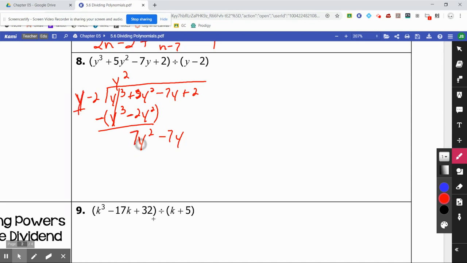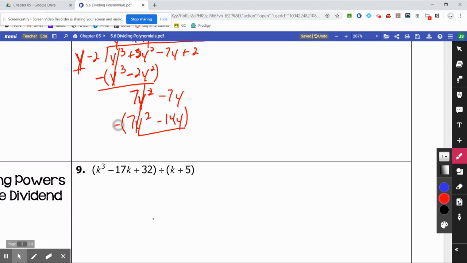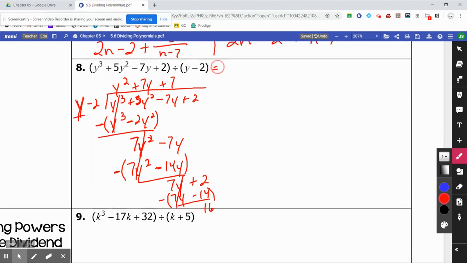y goes into 7y squared, 7y times, because when you multiply it, 7y times y is 7y squared. 7y times negative 2 is a negative 14y. Subtract. Always cancels. Negative 7 minus negative 14, minus a negative is plus, so that would give you negative 7 plus 14, which is 7y. Bring down the 2. y will go into 7y 7 times. You get 7y minus 14. When you subtract those, cancels, leaves you with 16 remainder. So your answer here is y squared plus 7y plus 7 plus the remainder over what you divided by.